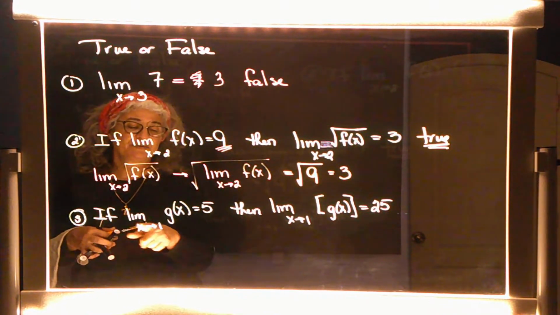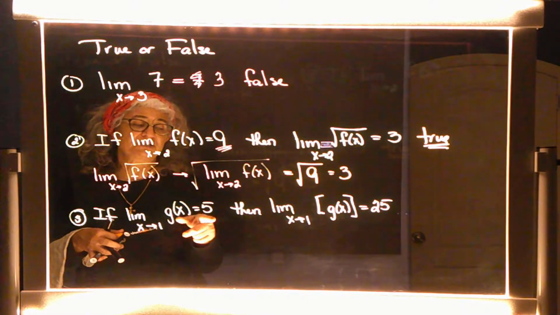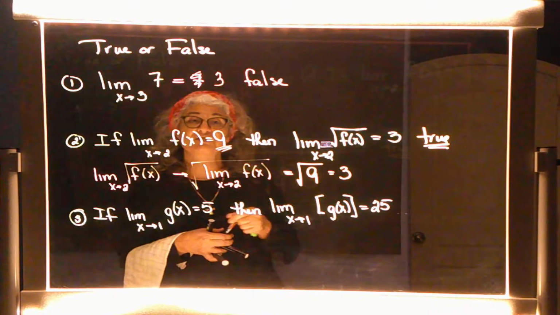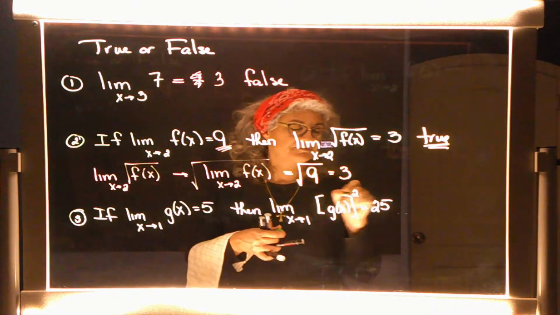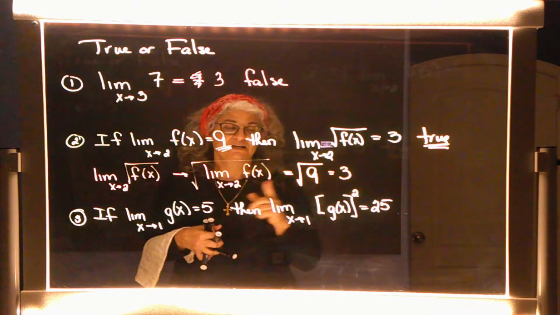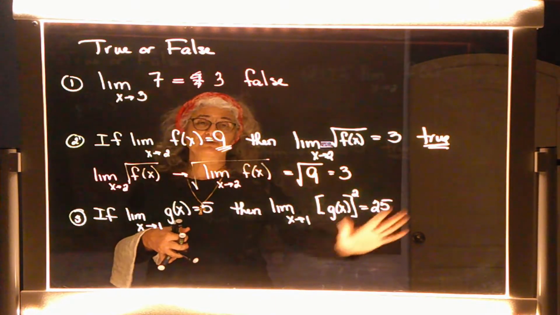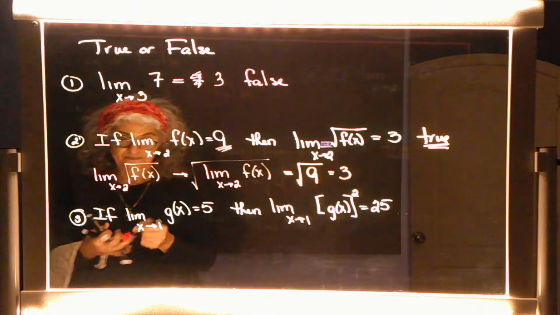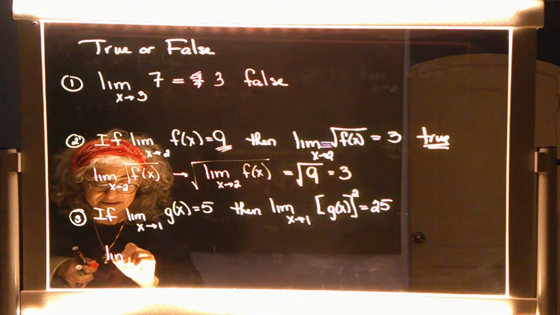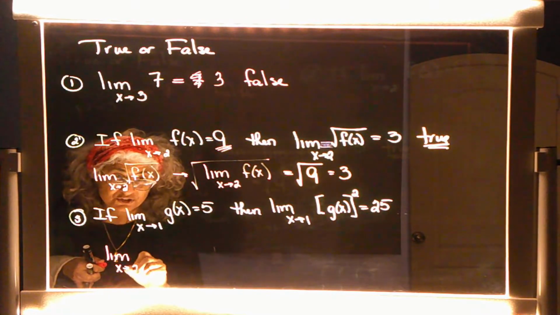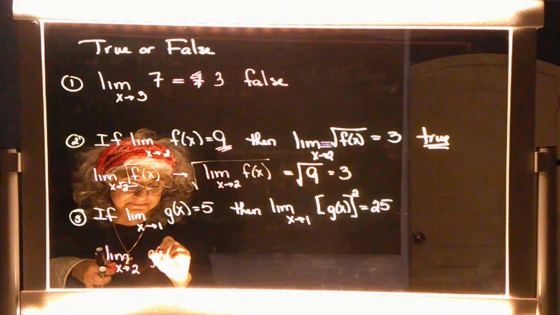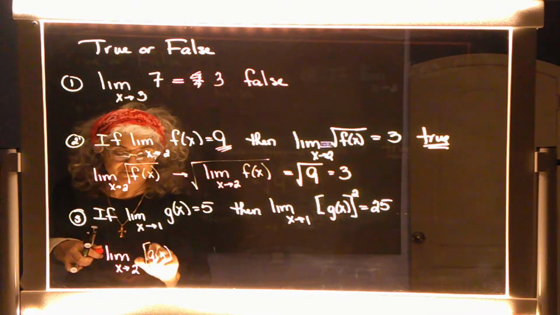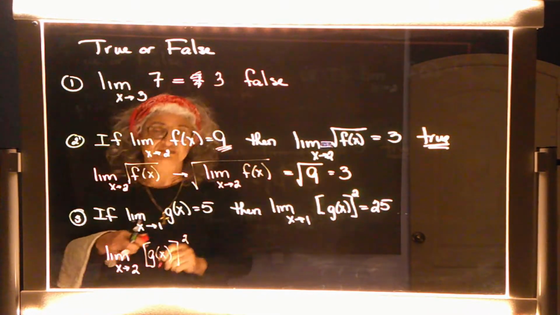All right, go to number 3 here. They're saying if the limit as x approaches 1 of the function is 5, then, whoops, I think I forgot to write something. Okay. Again, before we say true or false, let's go back and write this. The limit as x approaches 2 of g of x, right? But they're saying take the function and square it.